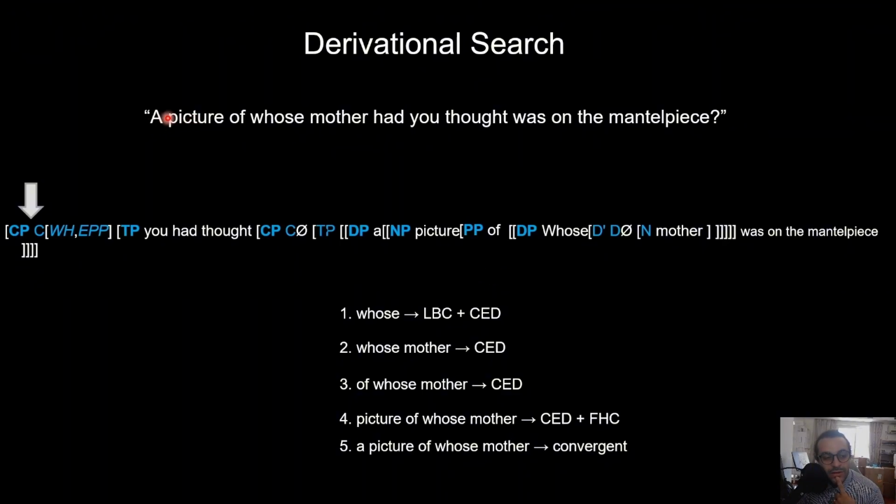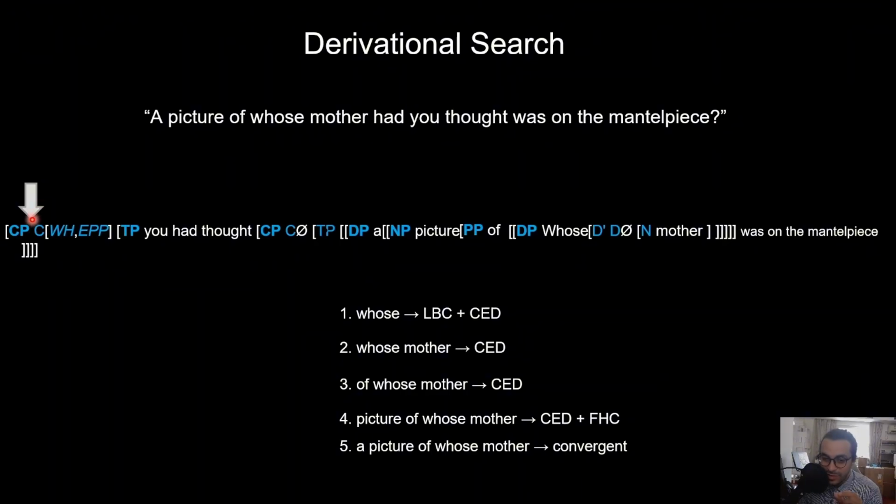Anyways, this is a very long sentence: a picture of whose mother had you thought was on the mantelpiece. Now, it is correct and it should be derived in this way. Why? If we look at the sentence without any movements, what we should have is you had thought a picture of whose mother was on the mantelpiece. This is without any movement. But what we're targeting here is the whose, the WH feature. This C will attract the whose, and it would want to put it right here where the arrow is pointing.